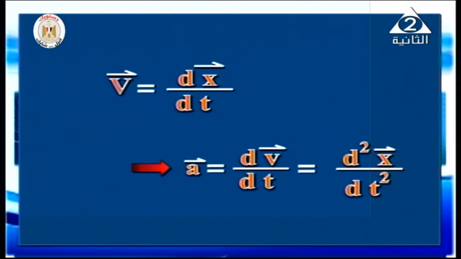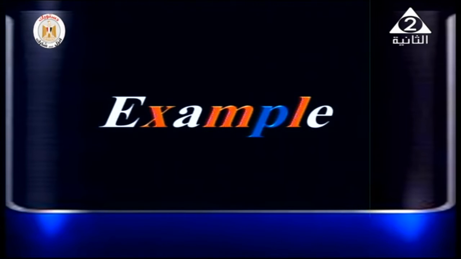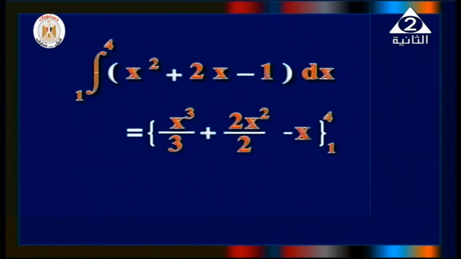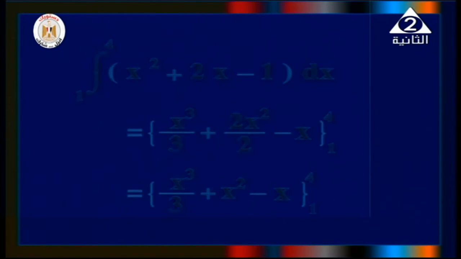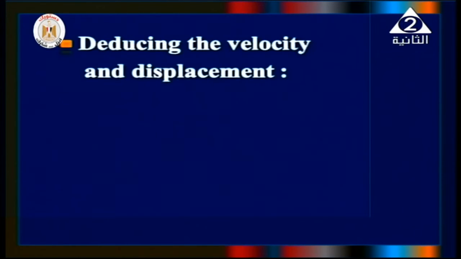Now, my dear student, we move to another example. The integral from 1 to 4 of x squared plus 2x minus 1 dx equals x cubed over 3 plus 2x squared over 2 minus x, from 1 to 4. By substitution from 1 to 4, my dear student, the answer is 33.